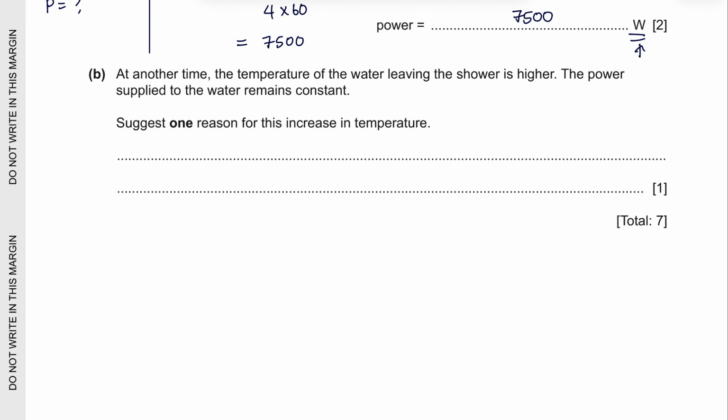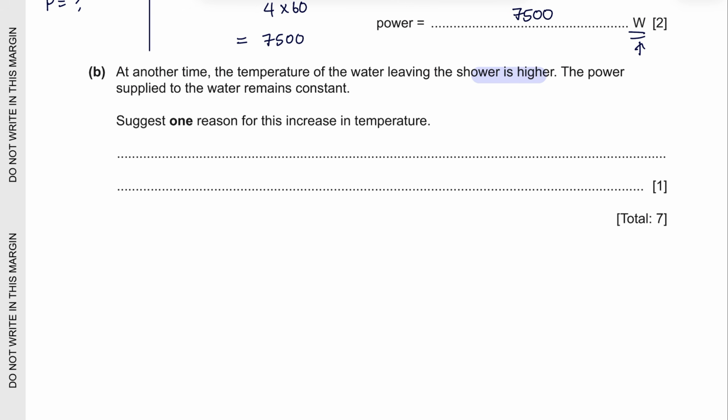Next question, part B. At another time, the temperature of the water leaving the shower is higher. The power supplied to the water remains constant. Suggest one reason for this increase in temperature. Alright, specific heat capacity is how much energy is being supplied to increase the temperature of the object by 1 degree Celsius. So if the final temperature is higher, this means that it has gained more energy.